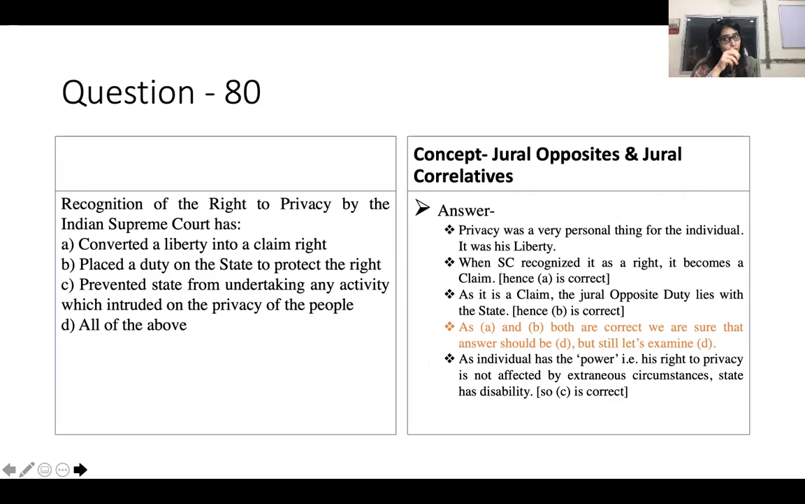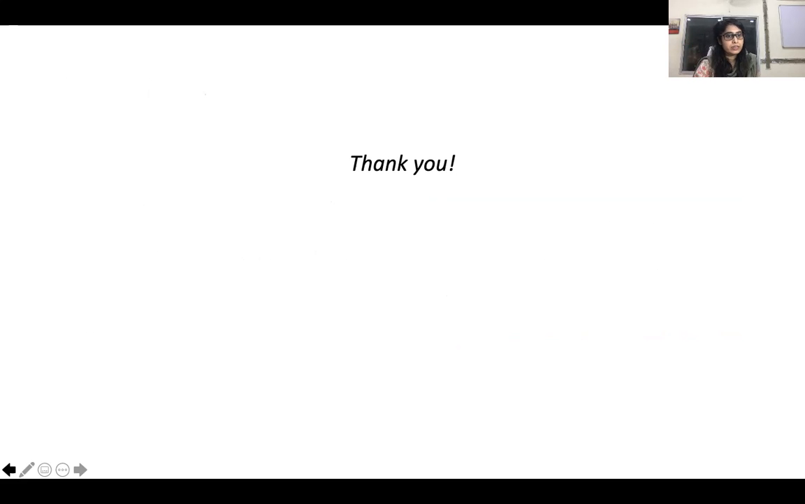Privacy was a personal thing for the individual. It was his liberty. When the Supreme Court recognized it as a right, it becomes a claim. Hence, A is correct. As it is a claim, the jural opposite duty lies with the state. Hence, B is correct. As A and B both are correct, we are sure that the answer should be D. But still, let's examine C. As the individual has the power, that is, his right to privacy is not affected by extraneous circumstances, the state has a disability. So C is correct. So the answer is D in this.